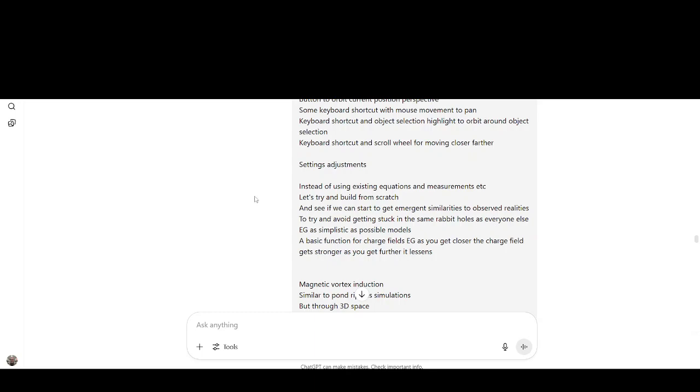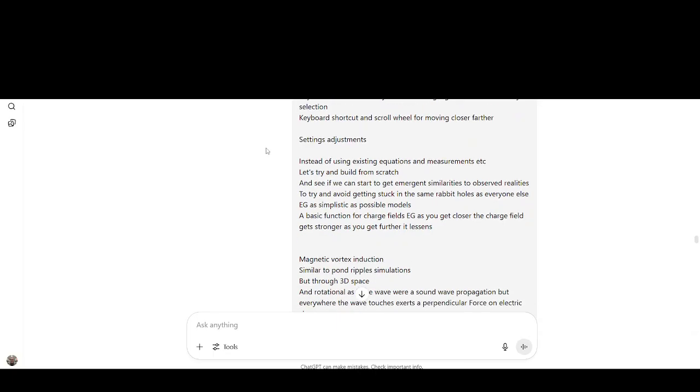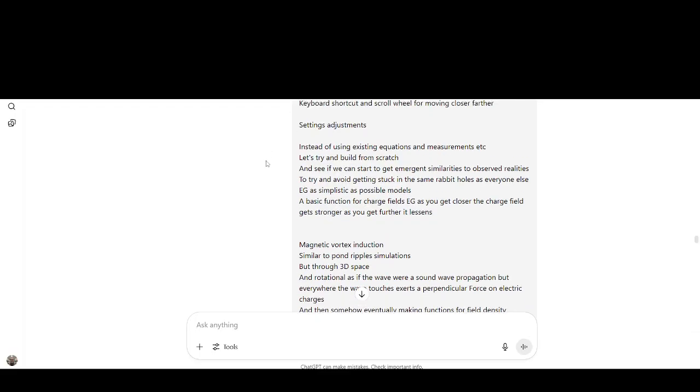Okay, some keyboard shortcut and object selection, highlight to orbit around object selection, keyboard shortcut, and scroll wheel for moving closer and farther.